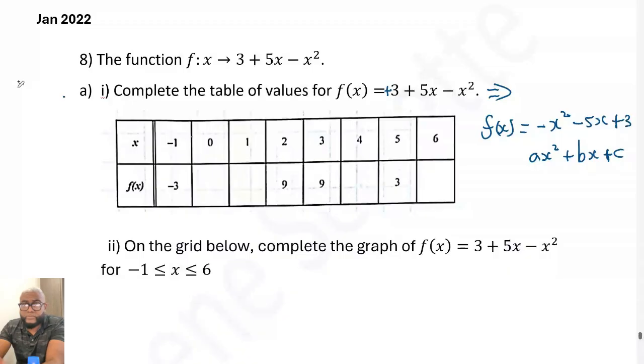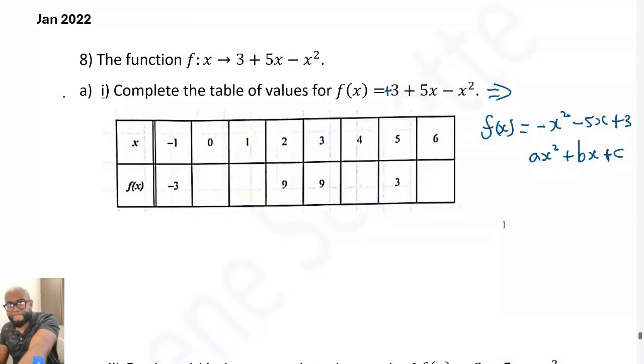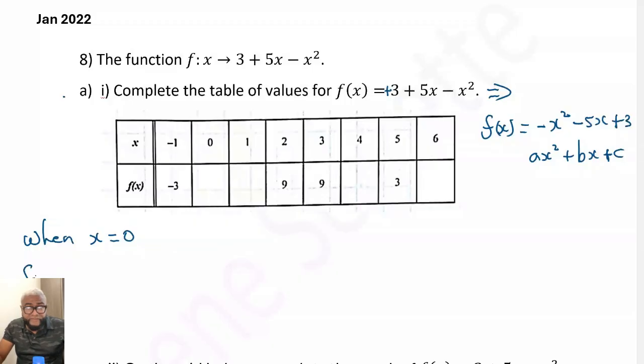Okay? Now, we're going to plug in these things, right? For this first missing column, what's the value of x? First missing f of x value here. What's the value of x? So we're going to do when x is equal to what? 0. So let's plug in. So you want to find f of 0 because x is 0.